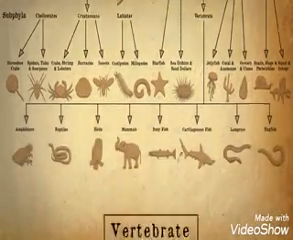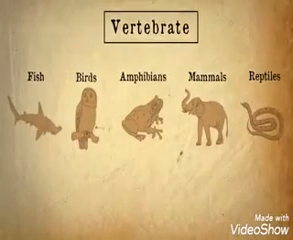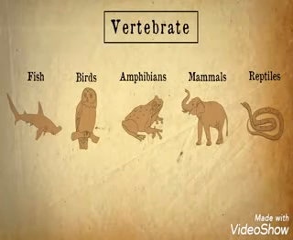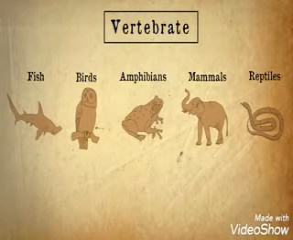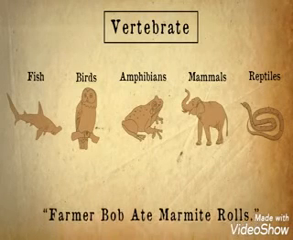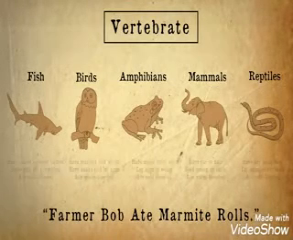Let's have a look at the vertebrates in more detail. There are many different classes of vertebrate, but the 5 most well-known ones are the fish, birds, amphibians, mammals, and reptiles. Again, make up a little acronym to help you remember. Farmer Bob ate Marmite rolls.